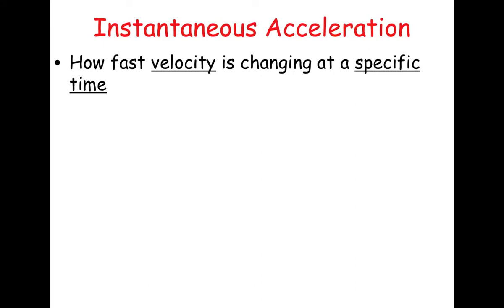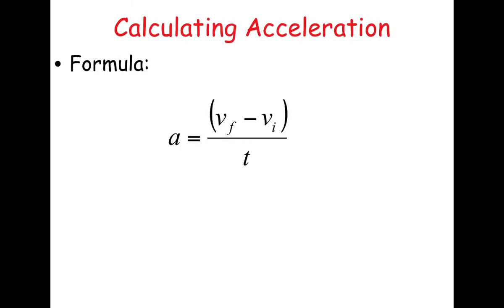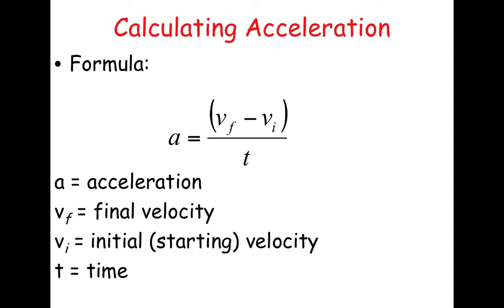Now, just like we had instantaneous speed, we can also have instantaneous acceleration. This is basically how fast we are changing at a very specific time. And again, it can be change in speed, change in direction, or both. Now, we can run through calculations regarding acceleration. And the formula for acceleration is this: a = (vf - vi) / t, where a is the acceleration, vf is your final or ending velocity, vi is the initial or the starting velocity, and t is the time.